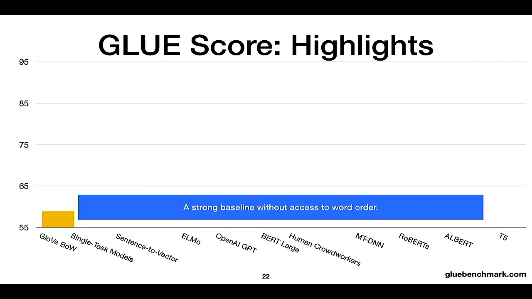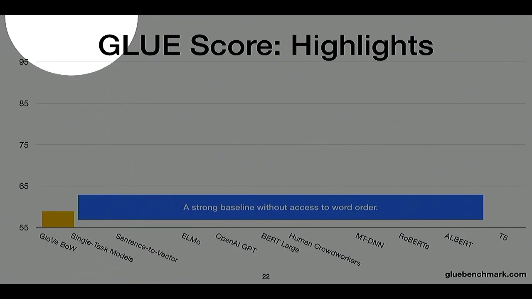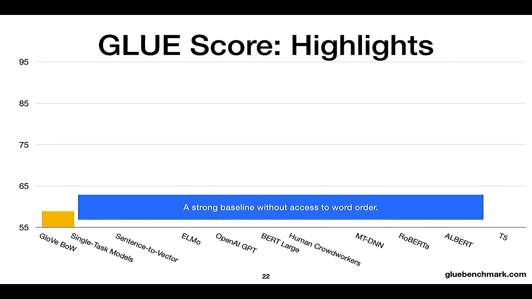Our bag of words model, where we represent sentences as a sum of word embeddings and feed those into a lightweight neural network, gets a little bit under 60 points. These points are sort of unitless nonsense. This is the average of the 9 task-specific metrics for each of our 9 tasks. We couldn't really think of a better way to design a metric than that, even though it doesn't make any sense, but bear with me. So the trivial baseline gets a little under 60 nonsense points.